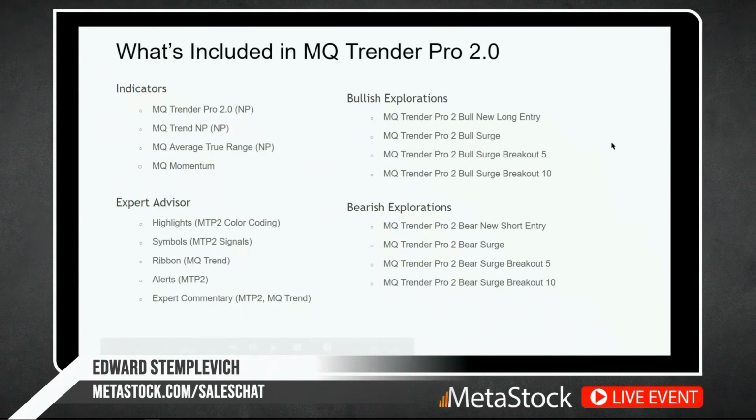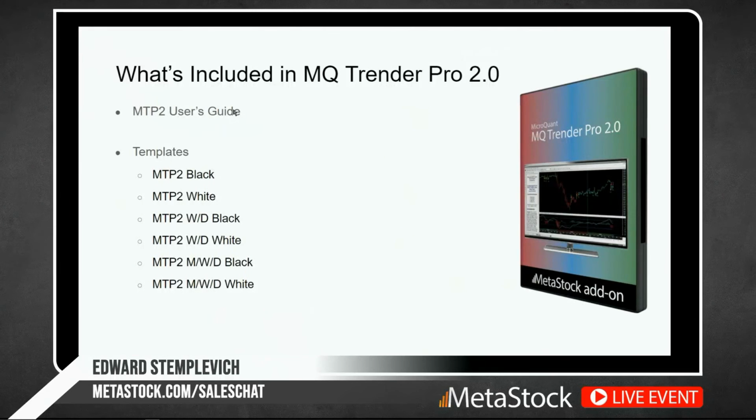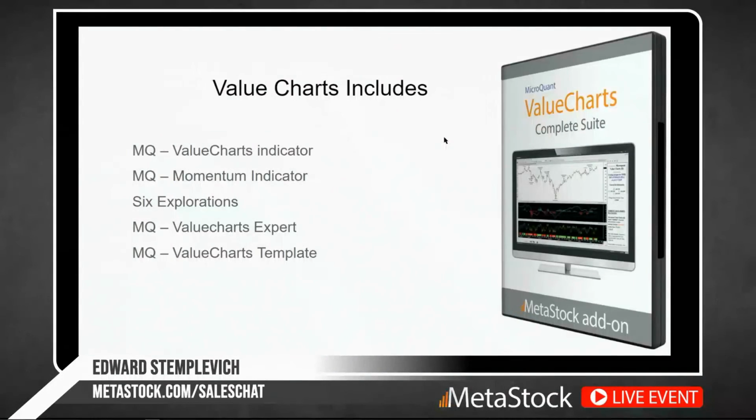So if you buy the Trender add-on, you're going to get all those indicators, those expert advisors, the explorations of the bullish and the bearish explorations, the breakouts, and then all the templates as well. There's different templates where you can combine like weekly and daily on the same chart, and then also monthly, weekly, and daily. And then there's a white and a black background type of chart. So you can choose the ones you prefer. With the value charts, you're going to, of course, get the value indicator with the momentum indicator, the 6 different explorations, the experts, and the templates.